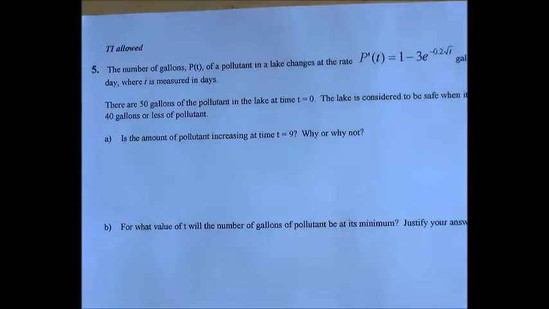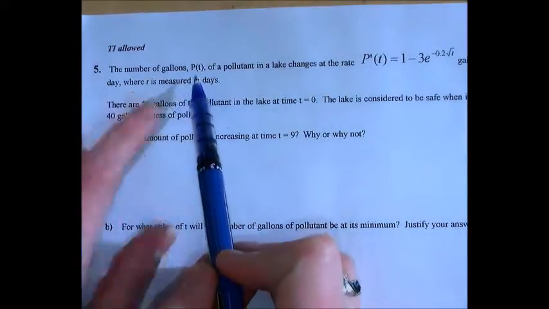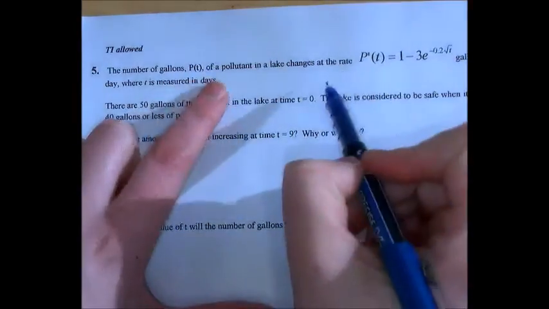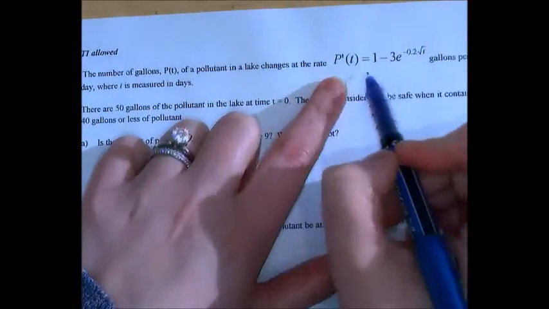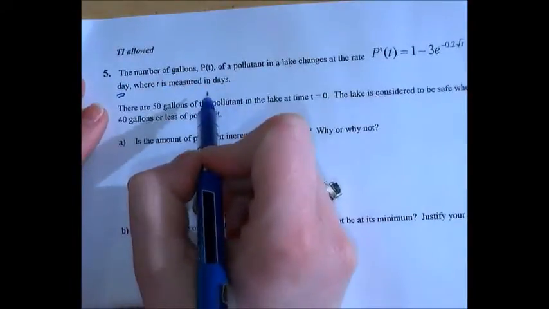Unit 9, page 5. We have a calculator for this one, so make sure you get that out. What you're looking at here, we have the number of gallons, P(t), of a pollutant in a lake that changes at a rate. This is a rate given to us in gallons per day. t is measured in days.